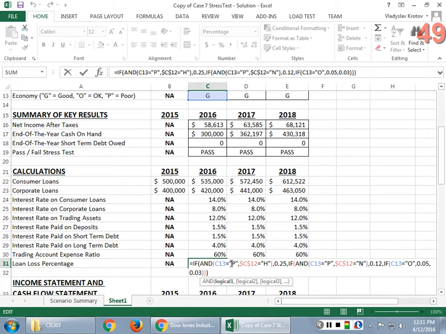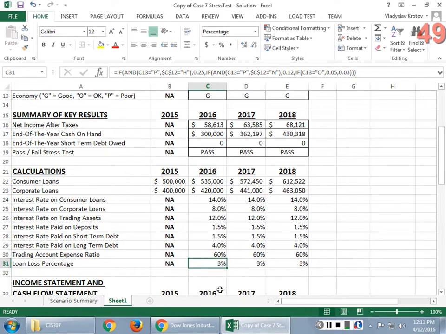So what happens during poor economy and high volatility, they're saying 25% will default on their loans, meaning you lose 25% of your loan money. During poor economy and normal volatility, meaning there's not much risk happening, you lose 12%. And then the formula continues. During okay economy, you lose 5%. And during good economy, you'll lose 3%, regardless of whether the market is volatile or not. So that's how you calculate all those parameters.